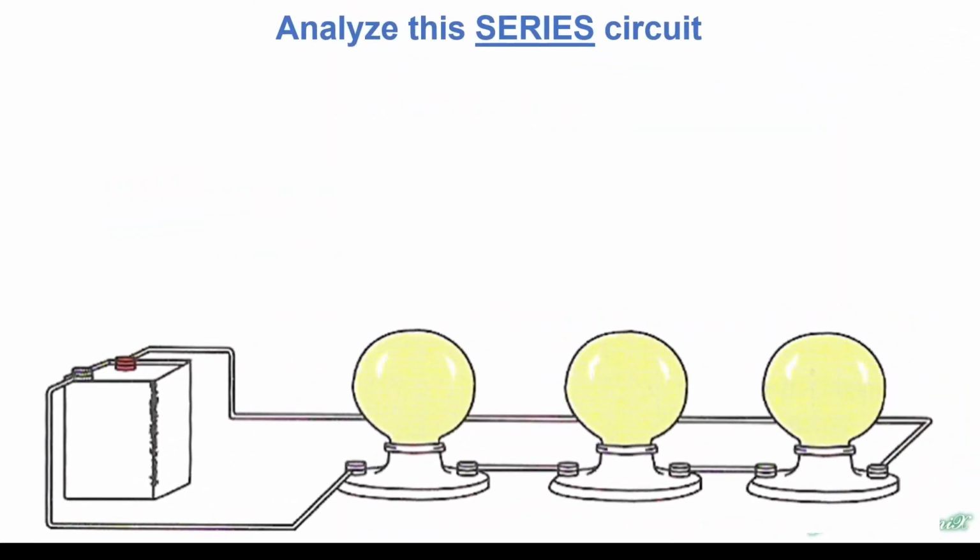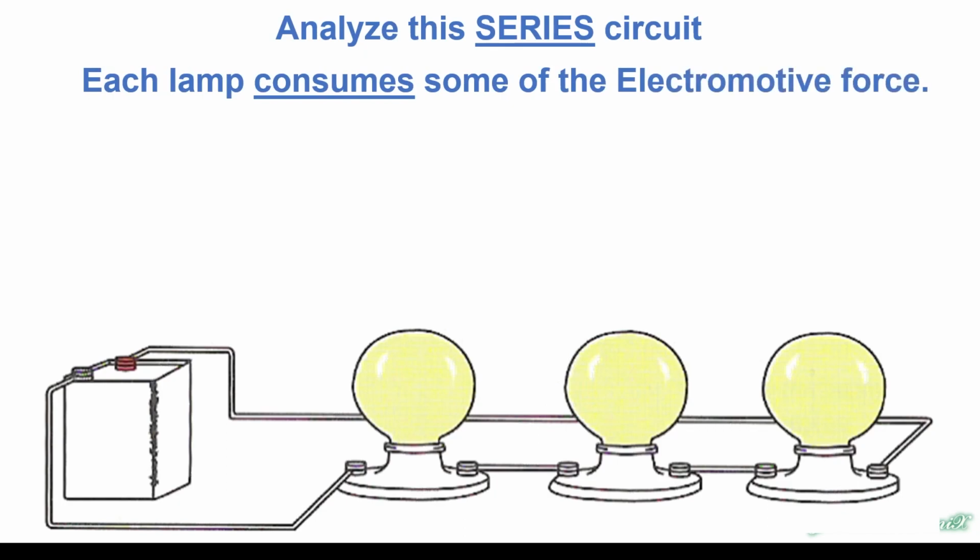We want to analyze this series circuit. Each lamp, we know, consumes some of the electromotive force. Let me say that the other way. Each lamp uses up some of the voltage. Voltage is pressure. Each one of these lamps consumes some of the pressure that's pushing all the electrons through these lamps. Another word for these lamps is voltage drop, which is implying how much voltage, how much pressure each one of these lamps is consuming.